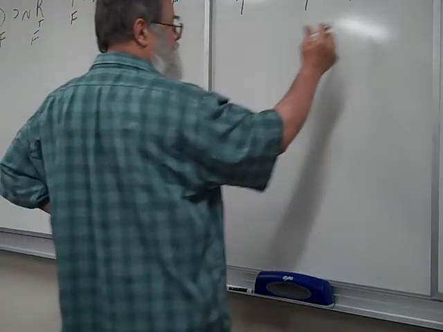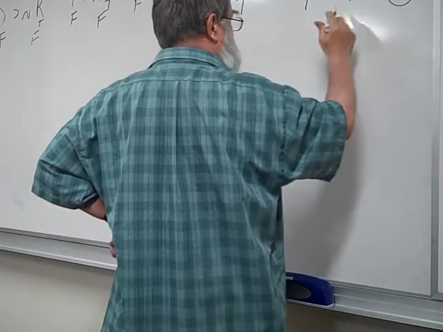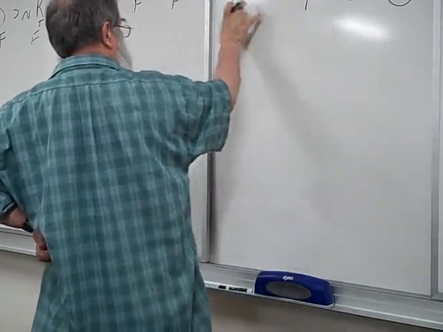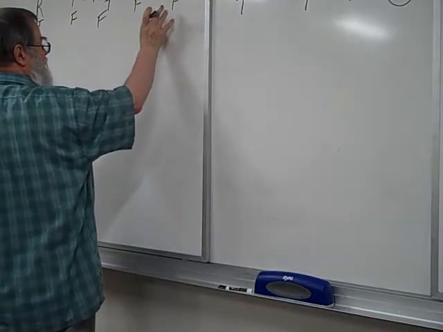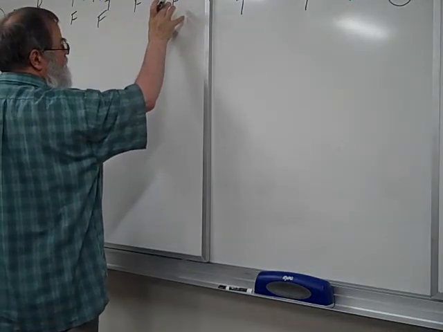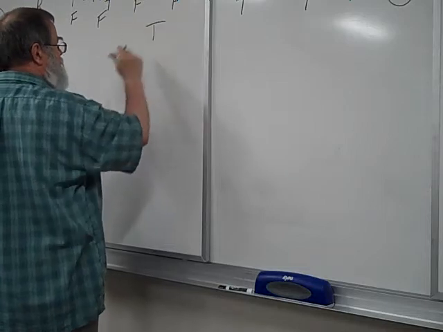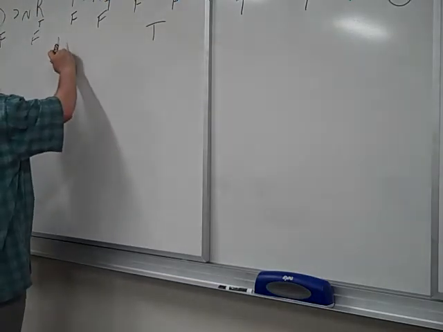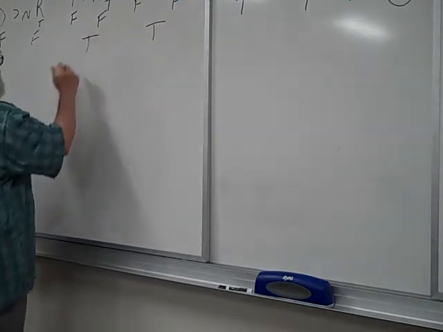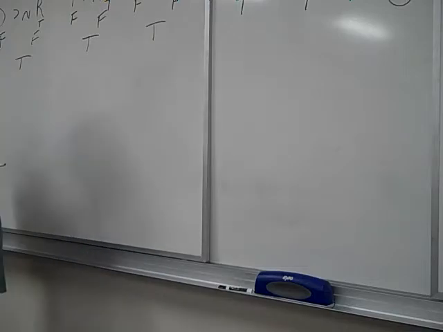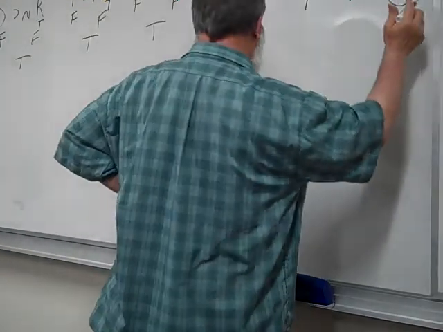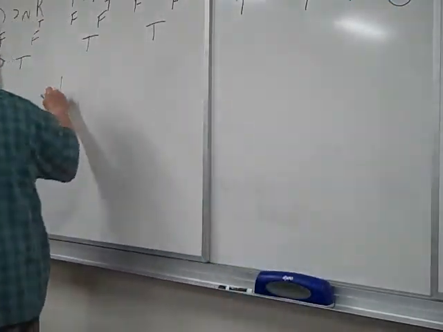So I've got this, the conclusion is false. I have true, true, true. And now let's see how this one works out. If false, then false, which is true. If false, then false is true. If false, then false is true. So all my premises are true, but my conclusion is false. So this is invalid.